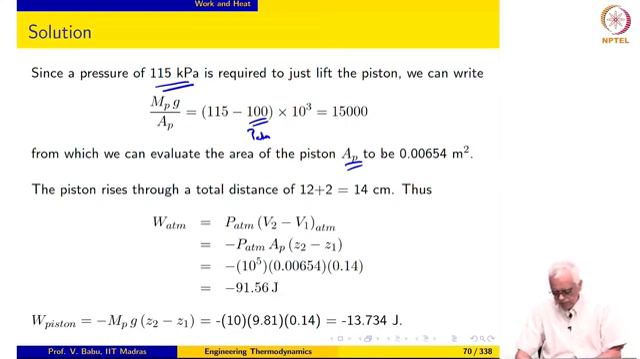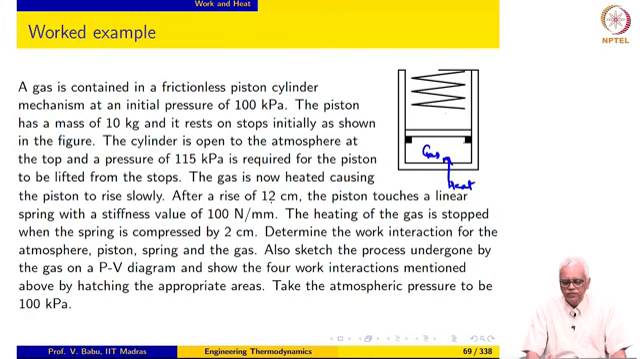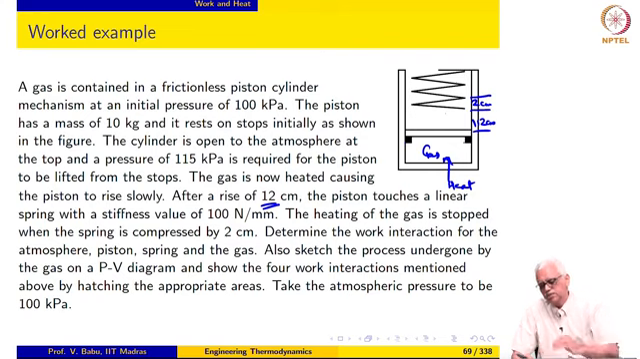Now, it is given in the problem that the piston rises through 12 centimeters initially. So, the 12 centimeter rise is this, and then the spring is compressed by 2 centimeters. So, the total distance through which the piston moves is 14 centimeters.